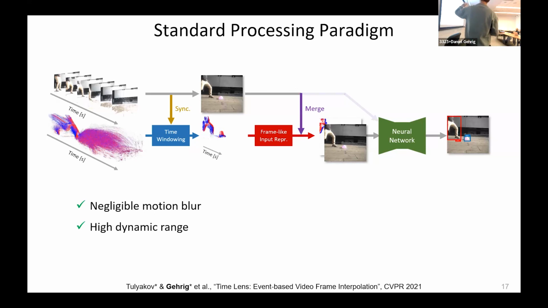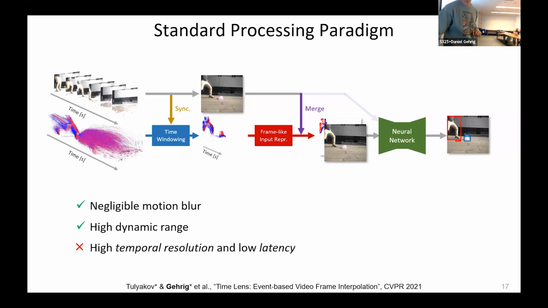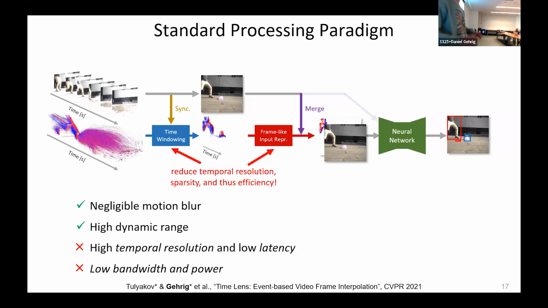We're actually using the high dynamic range and the low motion blur of the events in our deep learning system. But unfortunately, we're lacking in terms of the high temporal resolution and the low bandwidth properties of events. This is chiefly because we are introducing these two pre-processing steps. Time windowing and framing basically remove the high temporal resolution and the sparsity in the event stream.